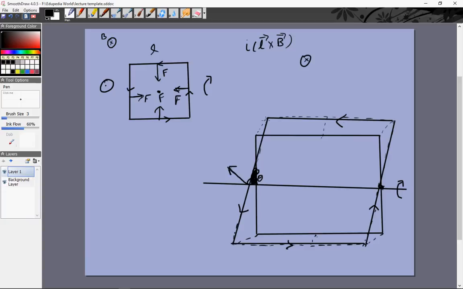What is the force on this first loop? It is still downwards and it is still IL cross B. The force on this loop is upwards, IL cross B. The force on this loop is towards the right, IL cross B, and on this one towards the left, IL cross B. Let's call IL cross B to be F. Now the loop is still in translational equilibrium because these two forces add up to 0, they're equal and opposite, and these two forces add up to 0. And these two forces have 0 torque, but these two forces now have non-zero torque, and they will end up creating an actual torque. Right?